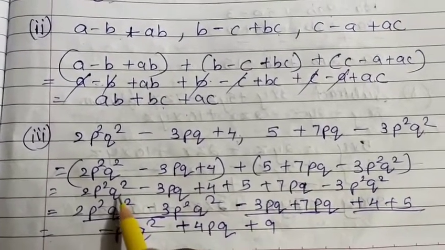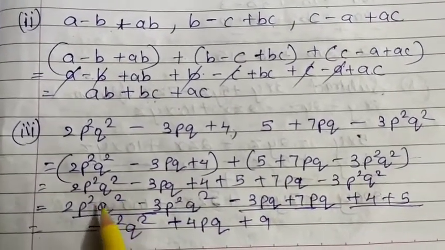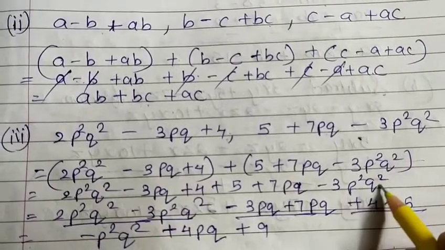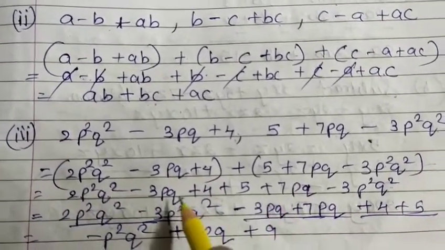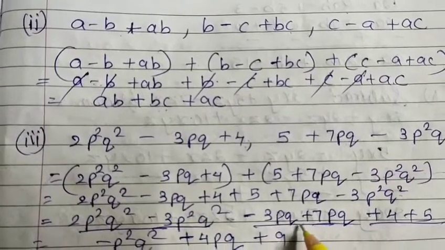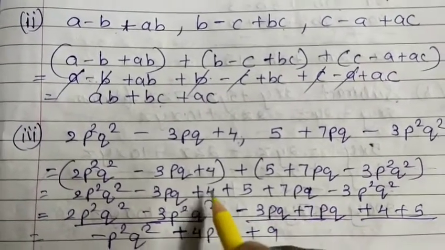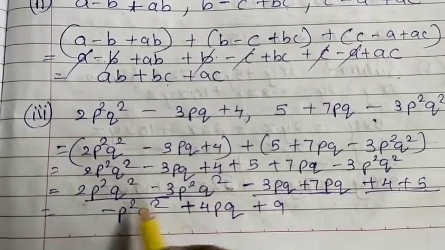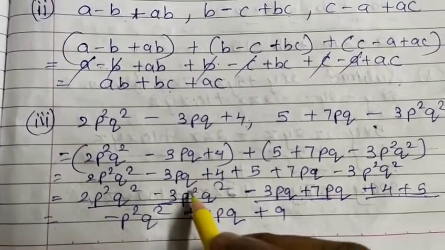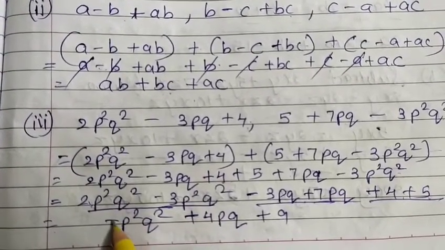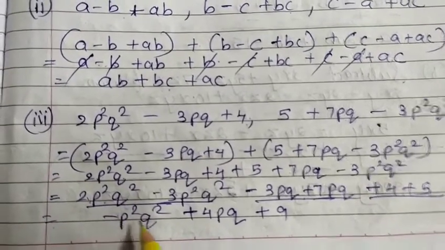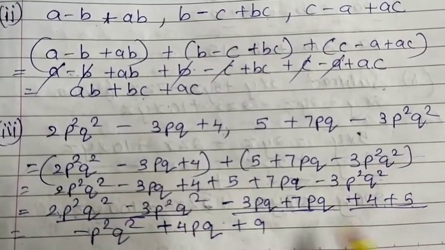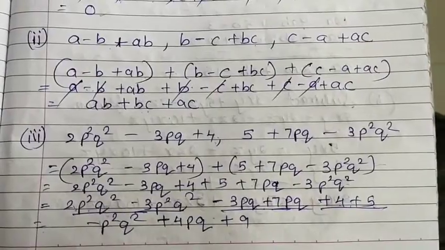Then try to write all the like terms together, means 2p square q square, beside it you have to write minus 3p square q square, then minus 3pq, beside it you have to write plus 7pq, then whatever is left, only the constant terms, that is 4 and 5, write them together. Then after doing such, for the variable, 2 minus 3, we know that 2 minus 3 is negative 1 only, so negative p square q square, don't write 1 over here, it has no value. Then 7 minus 3, that is 4pq, and 4 plus 5 is 9. This is how we got our value.